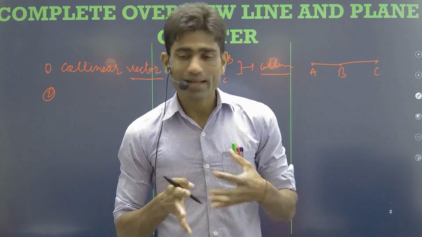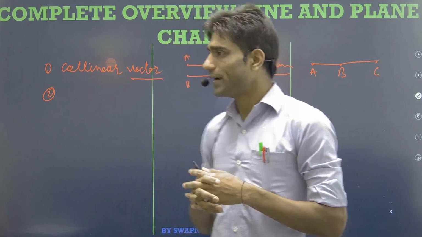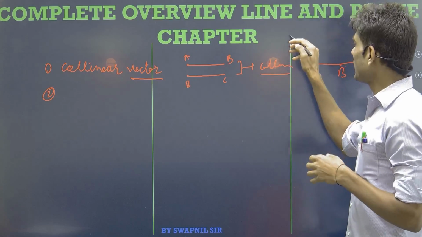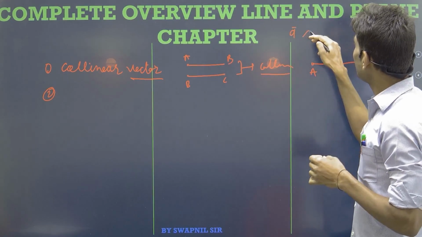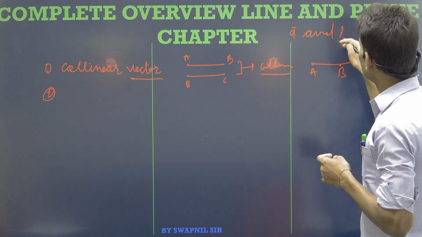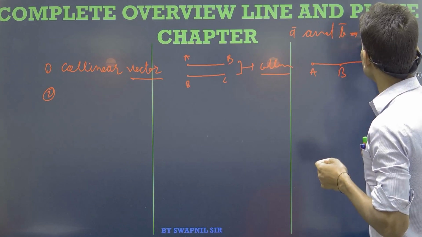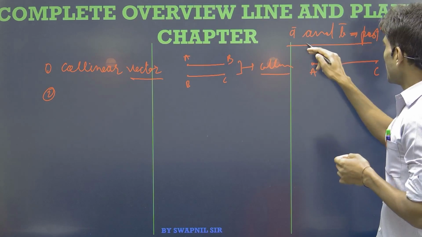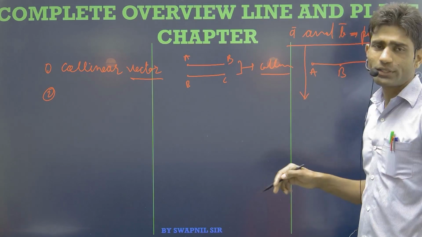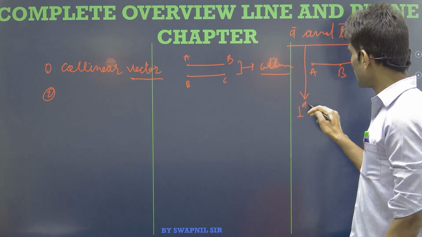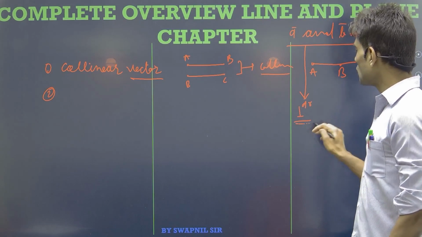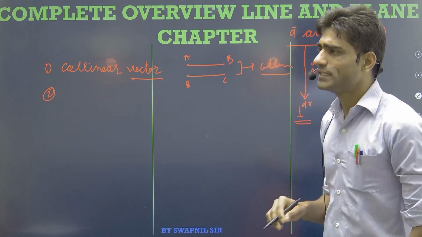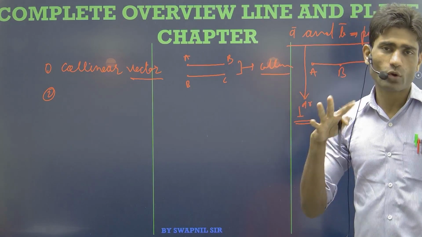Now, if we have two vectors that are perpendicular, consider A bar and B bar, both position vectors. I consider both to be position vectors, and these two position vectors are perpendicular to each other. So if both of the position vectors are perpendicular to each other, how can we define their dot product and cross product?